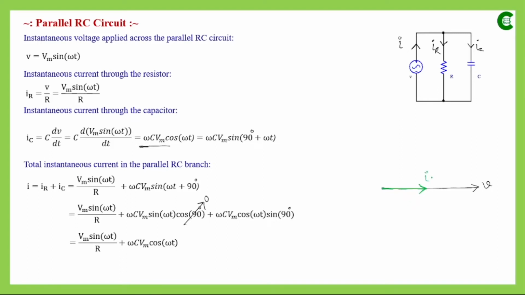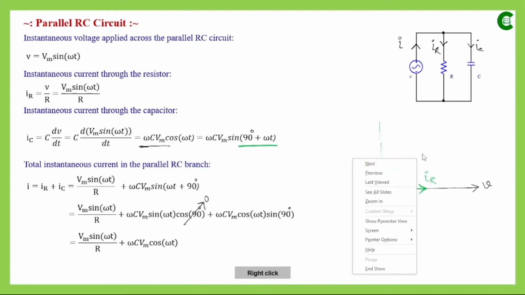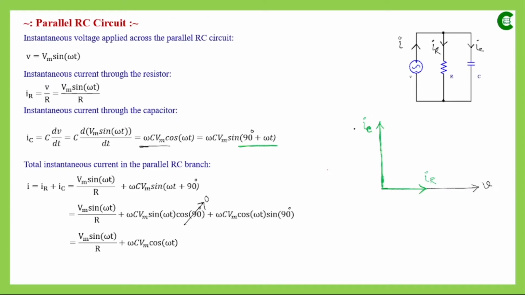So this is the phasor of IR. And next we will draw the phasor of IC. Now we have seen that IC is leading the applied voltage by 90 degrees. So in the phasor diagram, the phasor of IC will be leading the applied voltage by 90 degrees. So the phasor of IC will be this.